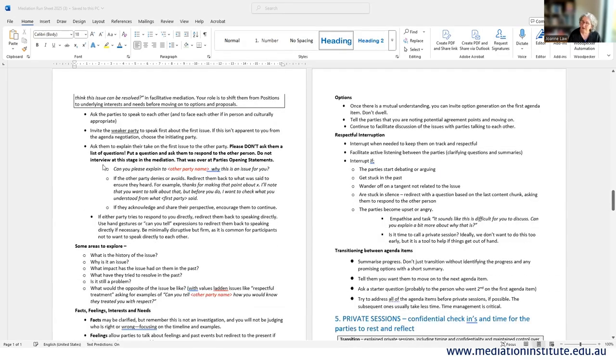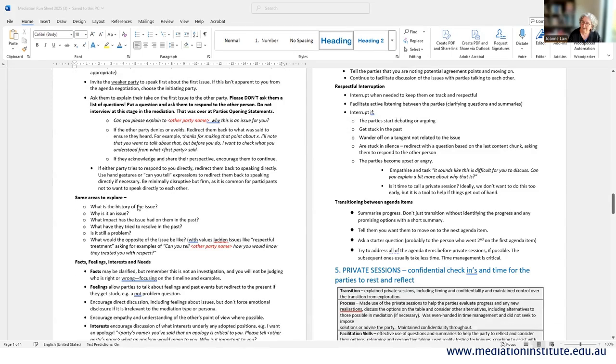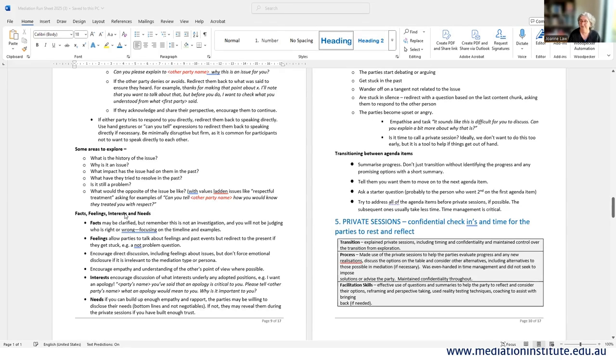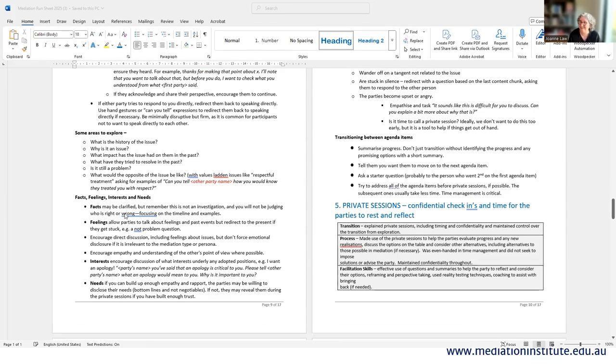So here in the run sheet, there's some prompting questions. You don't need to go through them all, you're not doing an interrogation. Remember, we're trying to get the parties to speak directly. Even in role plays, the students usually don't want to. If you are role playing, give the mediator the opportunity to redirect you.